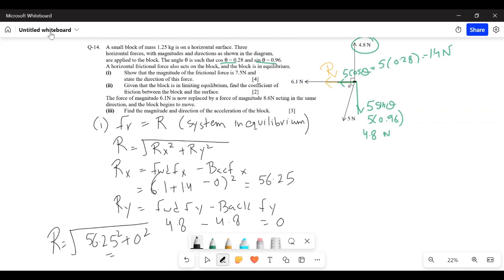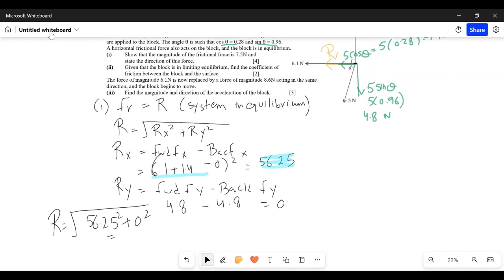I think मैंने ये स्क्वायरिंग गलत किया है क्योंकि मेरा आंसर ठीक नहीं आ रहा है. यहाँ कुछ गड़बड़ हुई है. It can't be 56.25. Let me check. 6.1 plus 1.4 आंसर का स्क्वायर करना है तो यही आता है 56.25. And when I underroot this, I'm getting 7.5. Okay, sorry. It's correct.